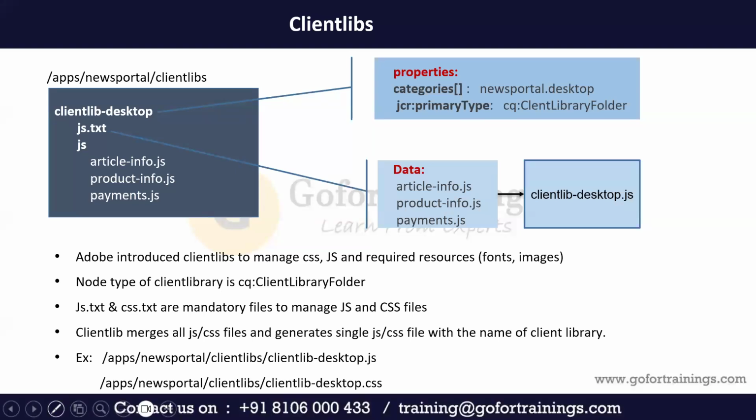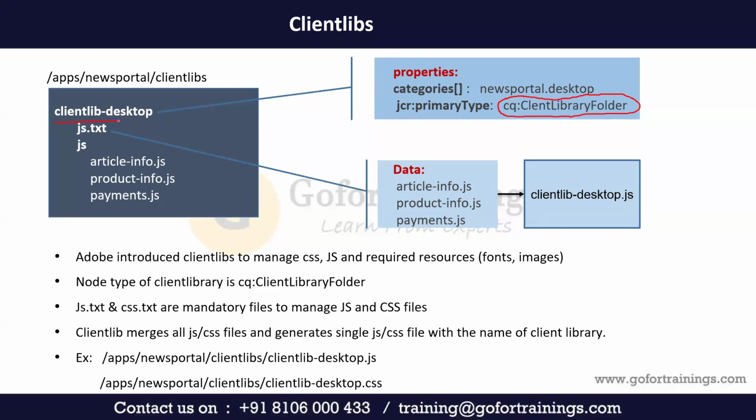Similarly, if you want to create a client library, you have to create a node of type cq:ClientLibraryFolder. cq:ClientLibraryFolder is a JCR primary type used to create the client library. What is the purpose of this client library? These client libraries can be used to manage client-side libraries like CSS, JavaScript, font files, and small images like icon-related images.